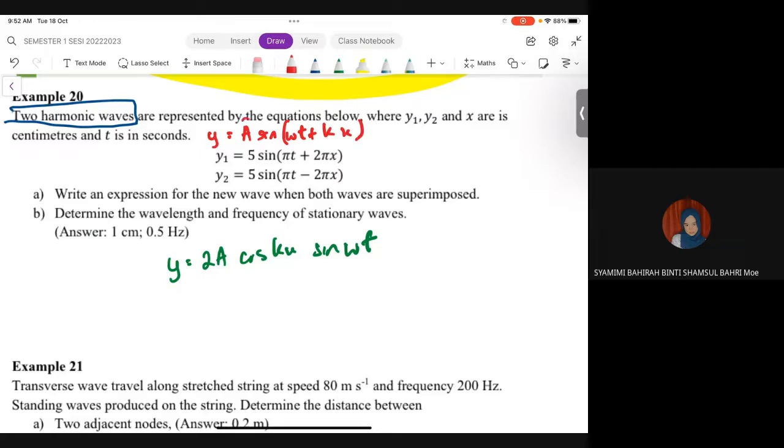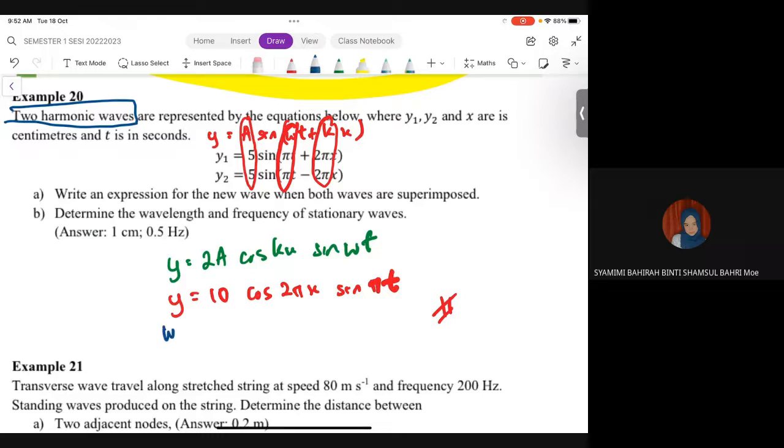So your A adalah 5. So dia akan jadi 10 lah, sebab 2 times 5 you get 10. Cos follow je. k adalah 2π. So 2πx. Sin, ω adalah π. So πt. So dah selesai. Tapi tak boleh dapat markah full lagi.